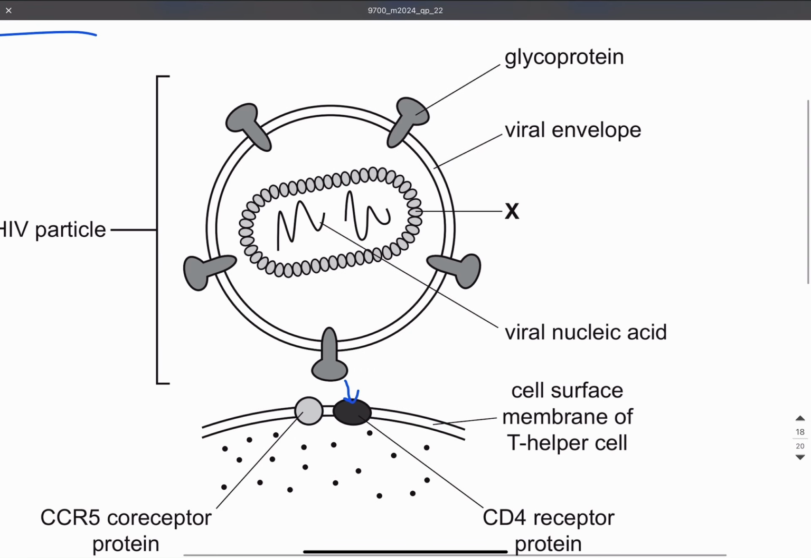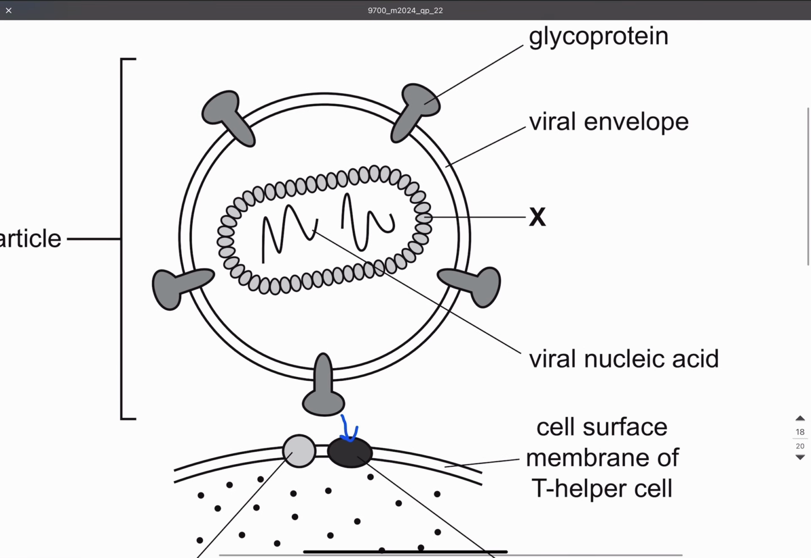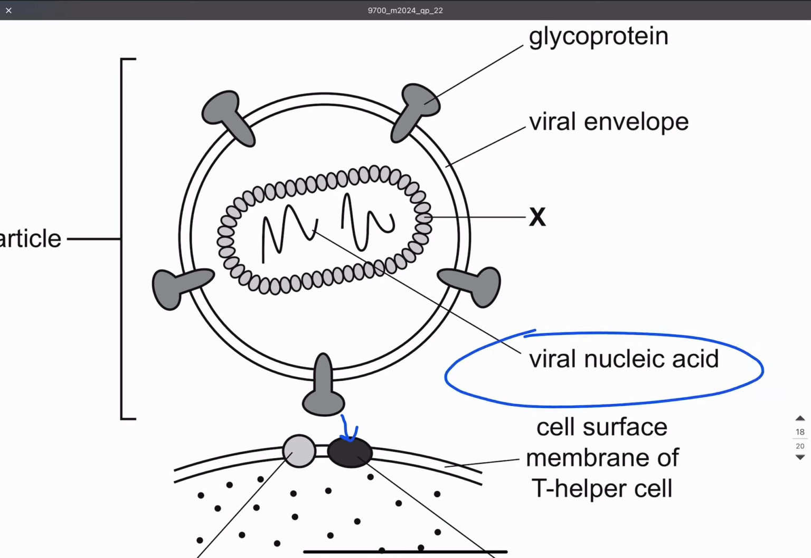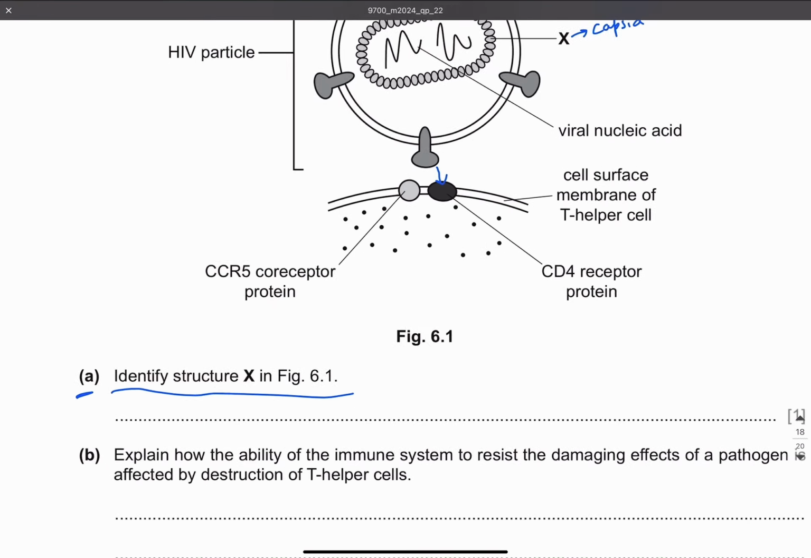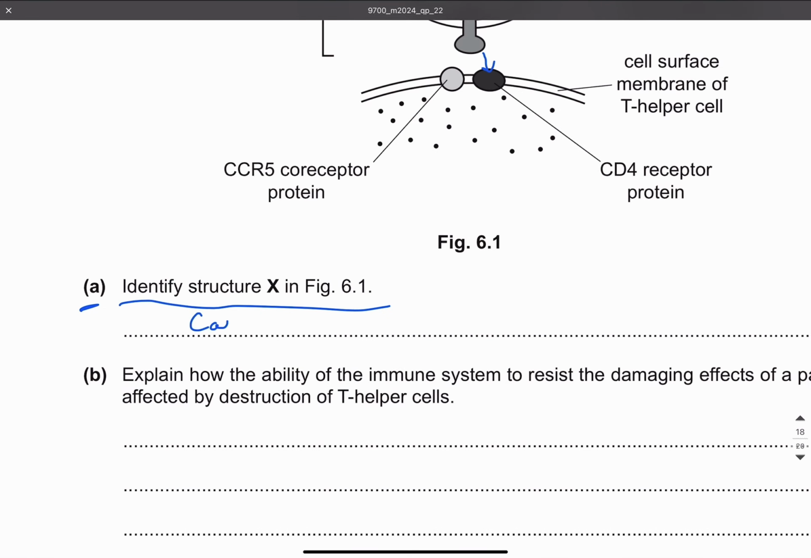So if we look at the structure X, X is basically a structure which is surrounding the viral nucleic acids. We know that in a virus particle, the nucleic acid is surrounded by the protein coat, which is known as capsid. So the answer is capsid. Structure X is capsid, which is the protein coat.